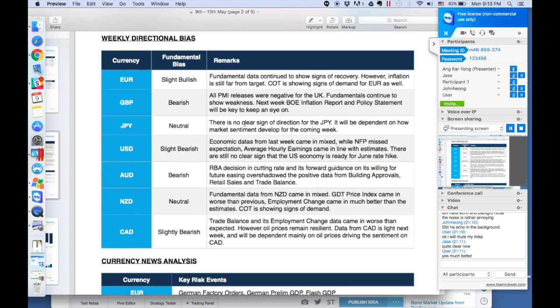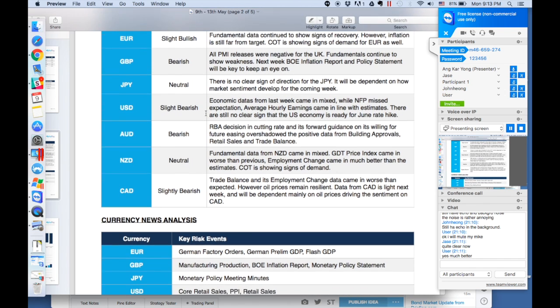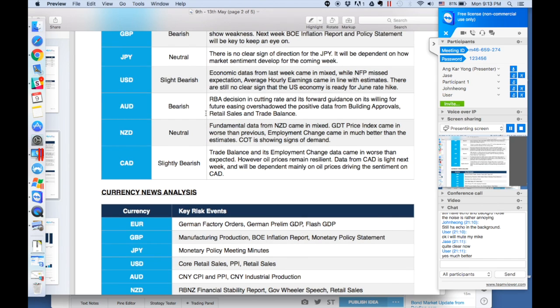For Japanese yen, we are pretty neutral because there's no sign as to what is going to happen this particular week, and if you look at the news for Japan this week, there's also not much. For USD, we continue to be bearish, and Aussie as well. The simple reason for USD is that most of their economic data is still very negative. For Aussie, the main reason is the RBA cutting its interest rate.